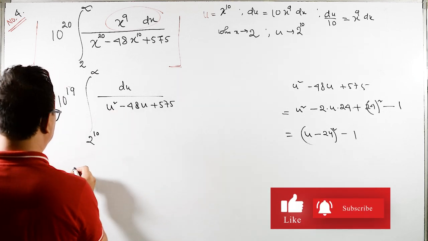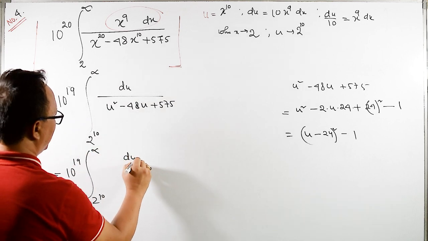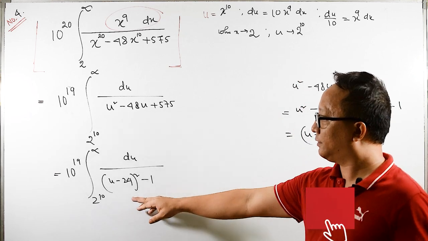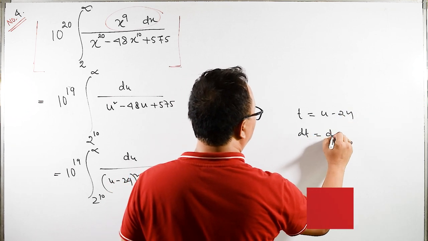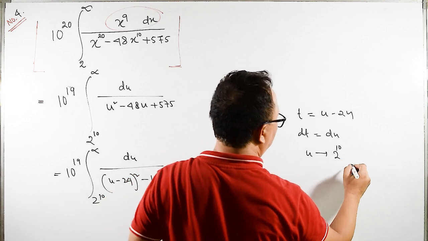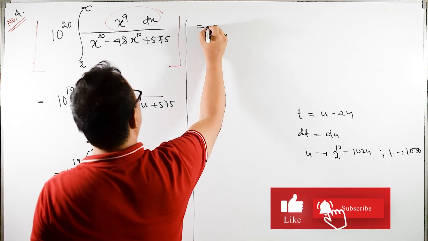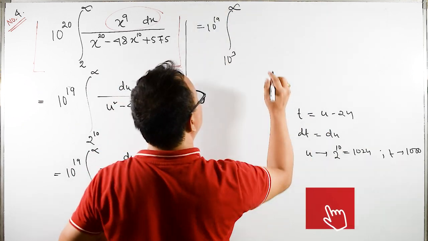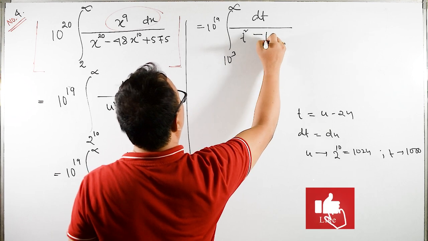Instead of this, I can write this equals 10 raised to 19, integral from 2 raised to 10 to infinity, du upon u minus 24 the whole square minus 1. Now let's substitute t equals u minus 24, then dt equals du. What about limits? When u tends to 2 raised to 10, which is 1024, t tends to 1000. This equals 10 raised to 19 integral from 10 raised to cube to infinity, and du is the same as dt upon t square minus 1, where 1 is the same as 1 square.